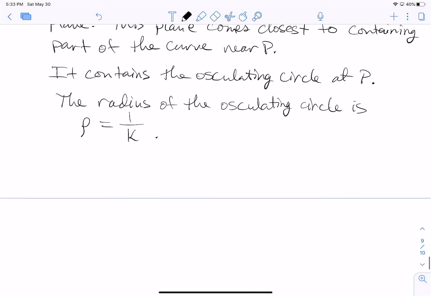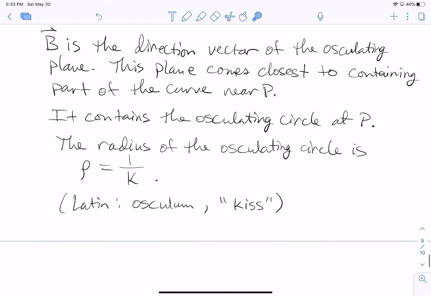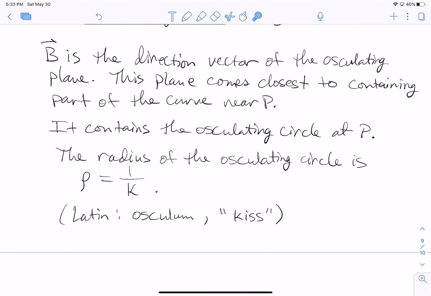So what is this osculating about? In Latin, the word osculum means to kiss. And so the osculating circle is a circle that kisses the curve. The osculating plane is the plane that kisses the curve.